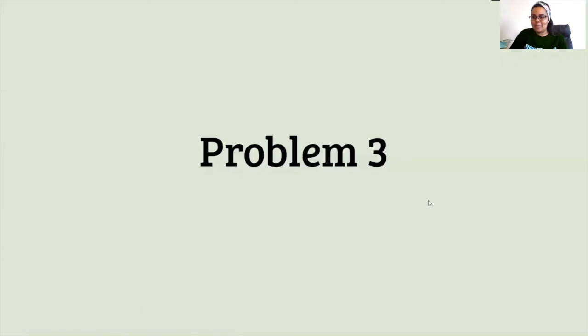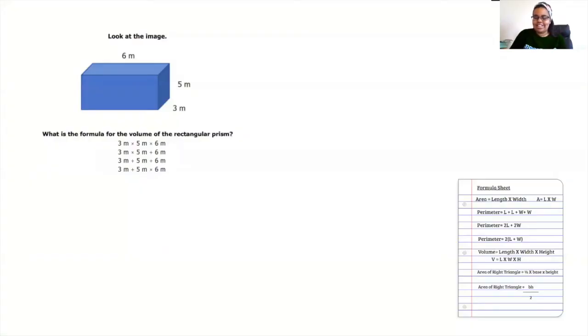All right, let's try one last problem together. Problem 3. It says, look at the image. What is the formula for the volume of the rectangular prism? So I see the word volume, which means that I'm going to need to use my formula for volume for this problem. Now, I know that volume means length times width times height. So I'm going to have to take 3 meters, 5 meters, and 6 meters and multiply those together, which is my first answer choice. So there's my answer there.